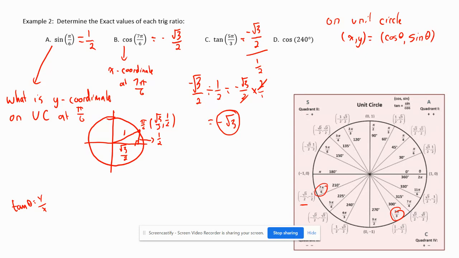All right, cosine 240 degrees. Same idea as the last ones, except now we're in degrees. So we're going to find 240 degrees. It's right here. We want the x value for cosine, which is negative 1/2.